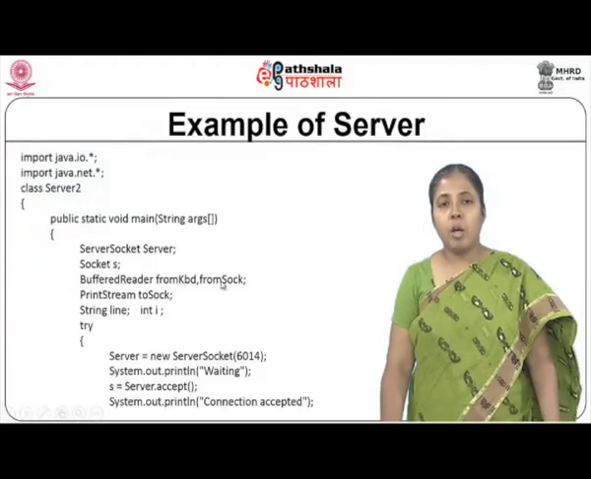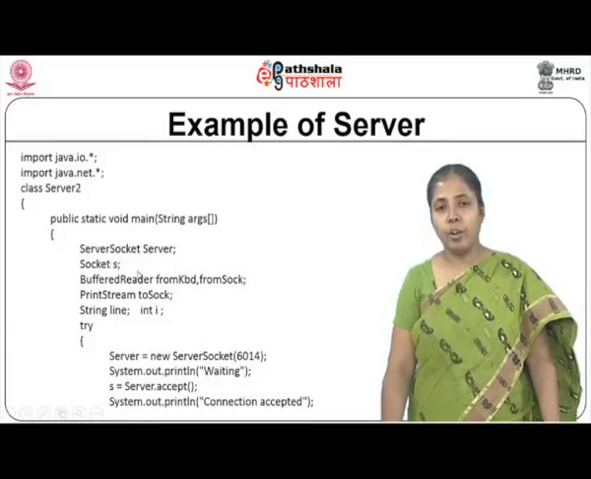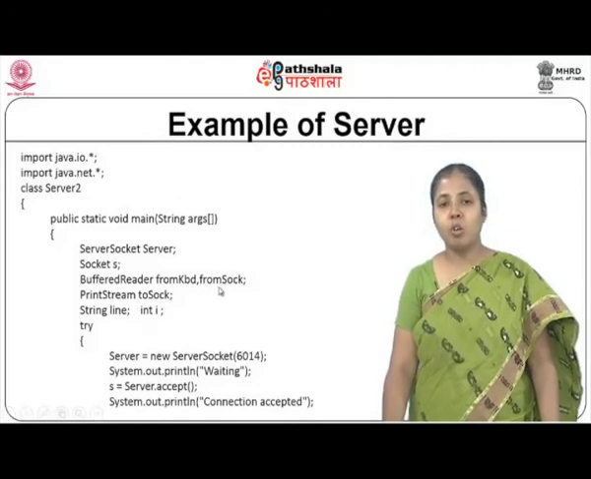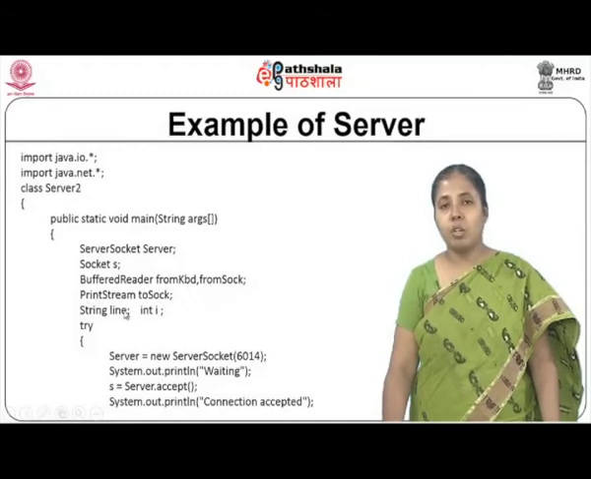So, this is an example of the server. Here we create a server socket, and we create an object to read from the keyboard. We also need an object to read from the socket, and we want to write to the socket. So, we use the BufferedReader class to read from the keyboard, and a BufferedReader is also wrapped around the input stream of the socket object to read from the socket. PrintStream is a class for writing, and we use the print method defined in PrintStream to write data to the socket.